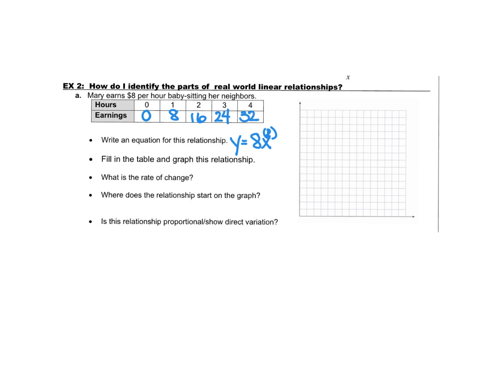All right, so now we filled in the table. So now let's go ahead and graph our relationship. All right, so this is going to be the amount of money, and then this is going to be the number of hours she's worked.